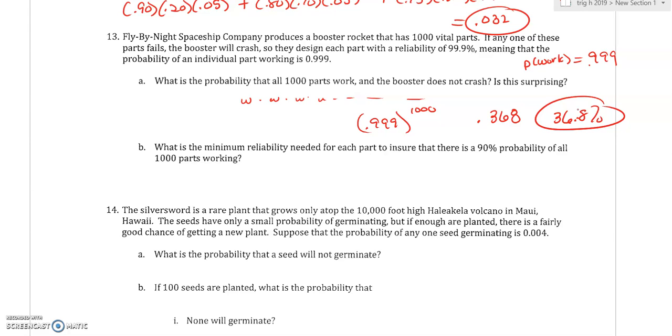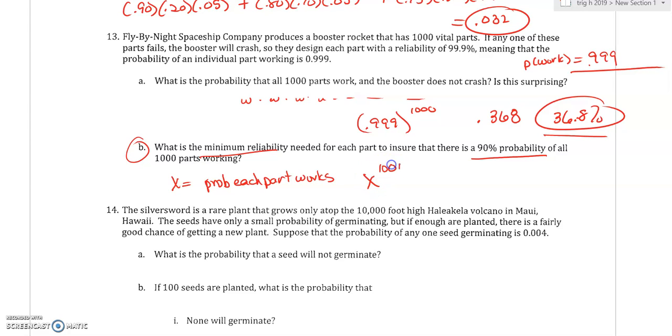Okay, so for the next question, this is where it gets a little different. It says, what is the minimum reliability needed for each part to ensure that there's a 90% probability of all parts working and not crashing? So again, we don't like 36.8. So let's think about it. Let's say X is the probability each individual part works. Okay, so we're guessing it's got to be higher than 99.9%. So X to the 1,000 equals a 90% chance of every individual part working.